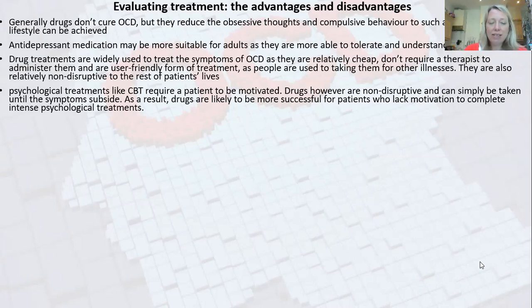The other point is that CBT, cognitive behaviour therapy, which is acknowledged to be helpful alongside drug therapy, requires a patient to want to do it, to be motivated. So if you're doing CBT, you have to want to go to your session, you have to engage in your session, you have to practice the cognitive behaviour therapy techniques that you're taught. Drugs, however, are much less disruptive and you simply have to take them. So they are much better in terms of people who lack motivation to complete much harder psychological treatments.